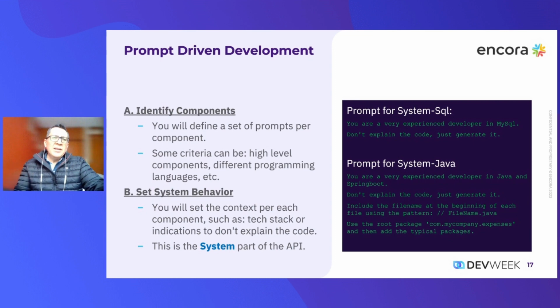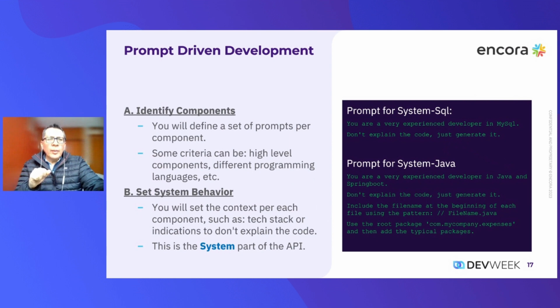The first one is identify components. We need to identify components, for example, the high-level components or the different programming languages. For example, on the right side, we can see that we have identified 2 components: the SQL component for the database and the Java component for the backend Spring Boot part.